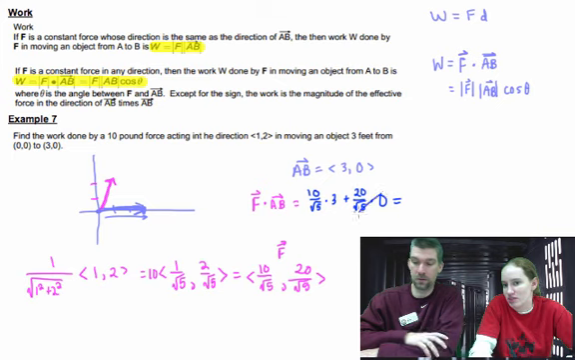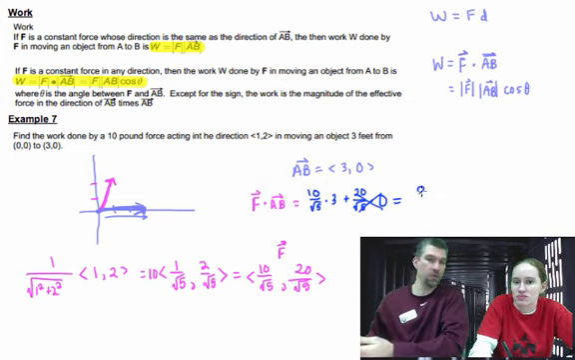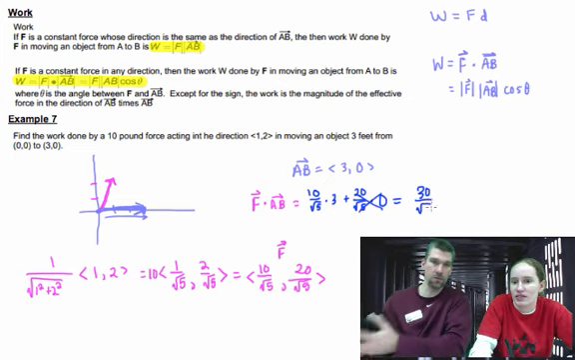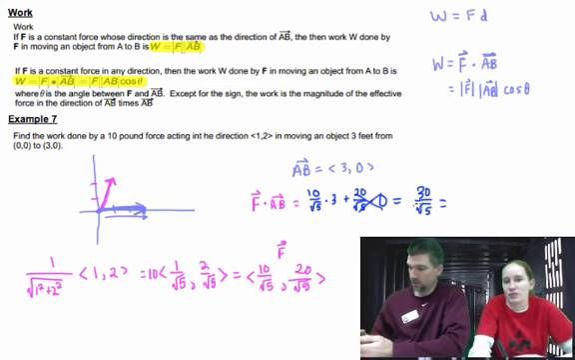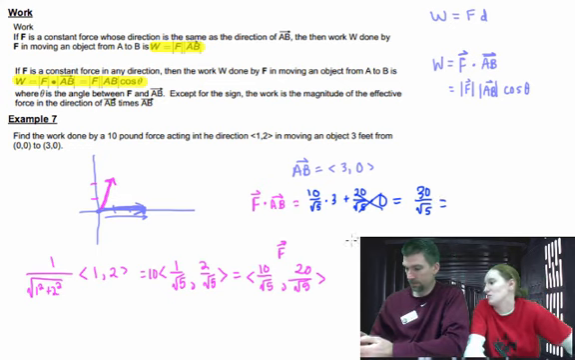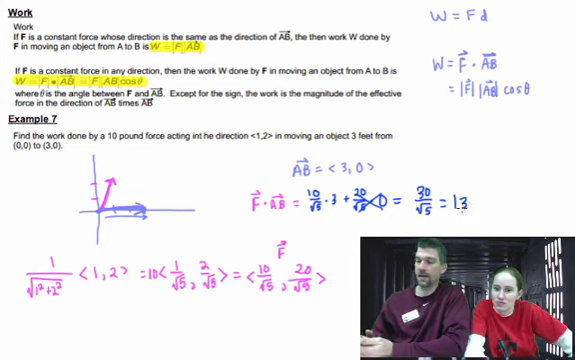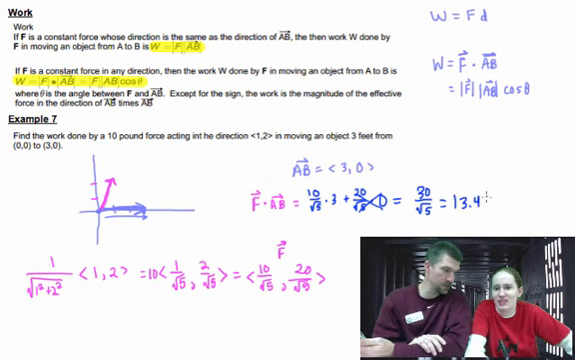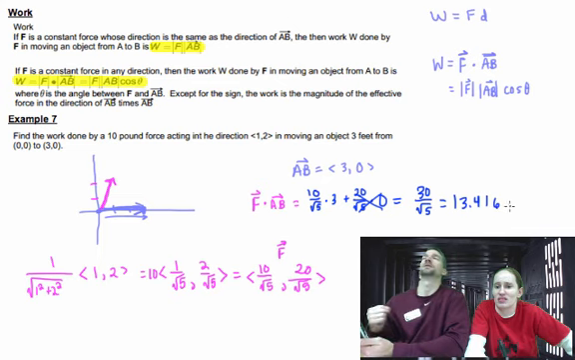So that part's 0, and we have 30 over root 5. This is a real-world problem, so we want real-world decimals. The answer to that is 13.416, and this is work, which is in foot-pounds.